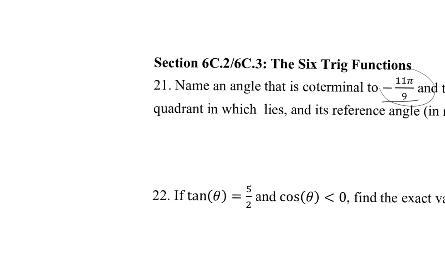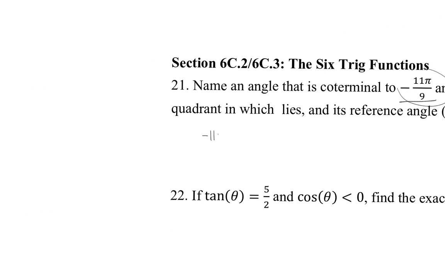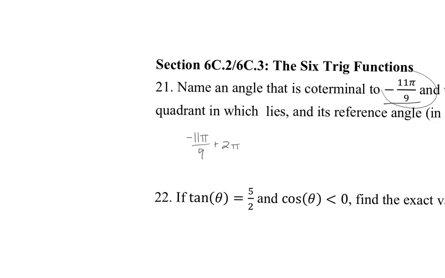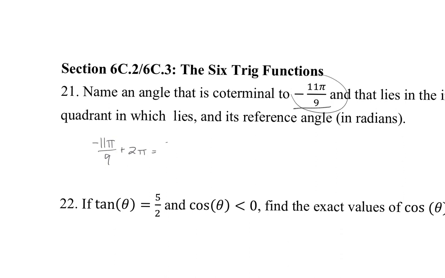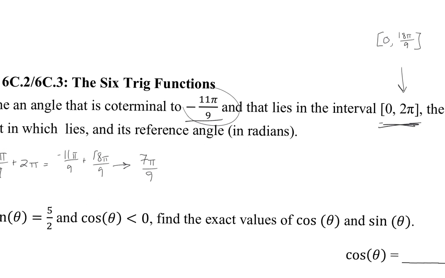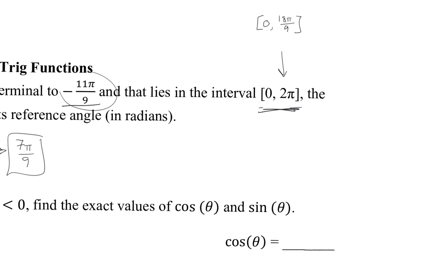So to start, I'm going to say negative 11 pi over 9 plus 2 pi, which is the same as negative 11 pi over 9 plus 18 pi over 9. It's going to yield 7 pi over 9. So that is between 0 and 18 pi over 9, so we're good there. So that's our angle.